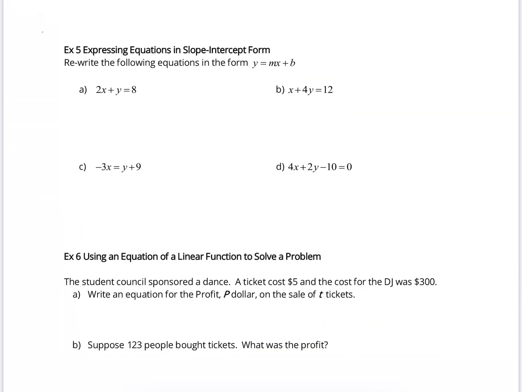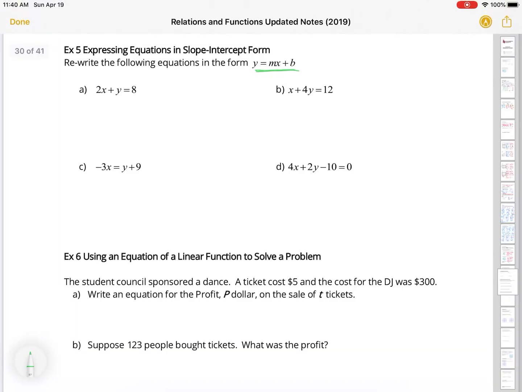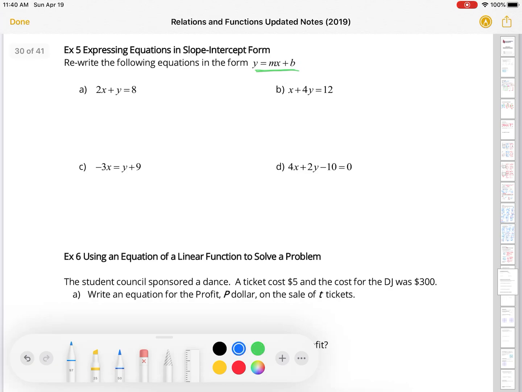Expressing equations in slope-intercept form. So sometimes you're given the equation in a different arrangement, but we want it in the form y is equal to mx plus b. So all we're going to do is rearrange so that we have y on one side and we have our mx plus b on the other side. So this is just using your skills to rearrange equations.